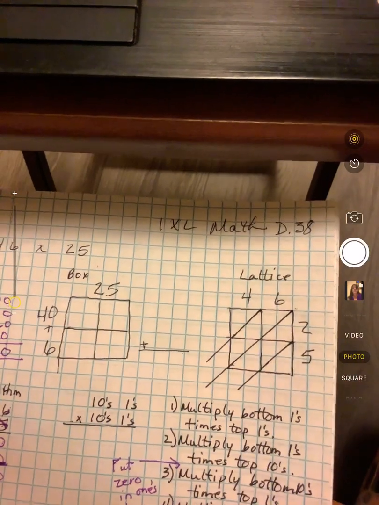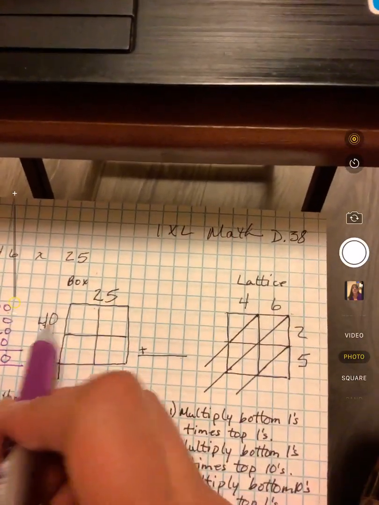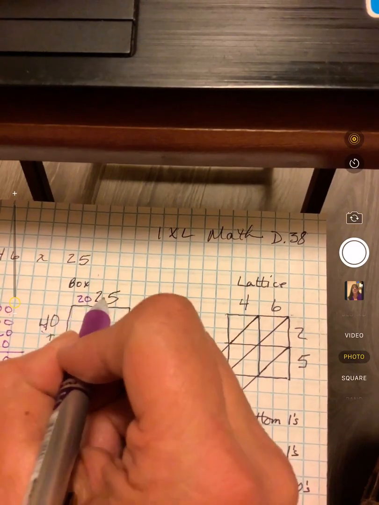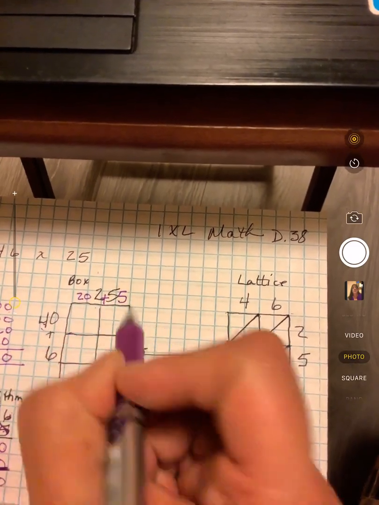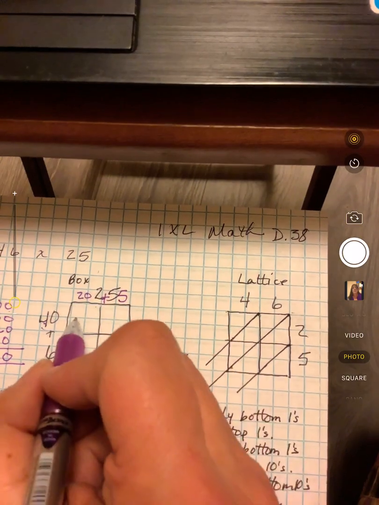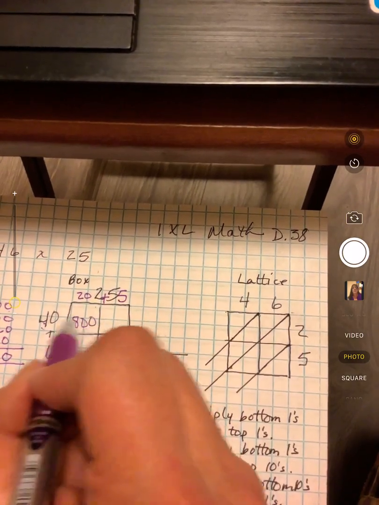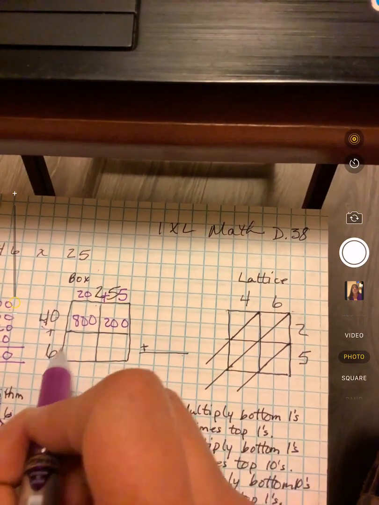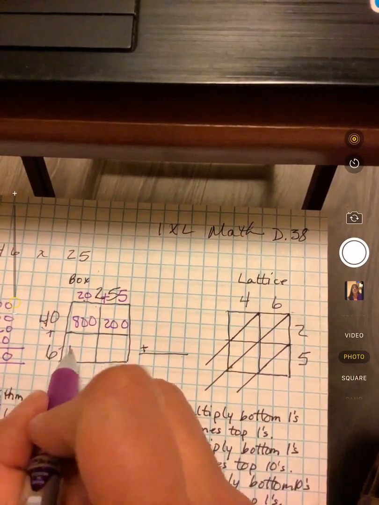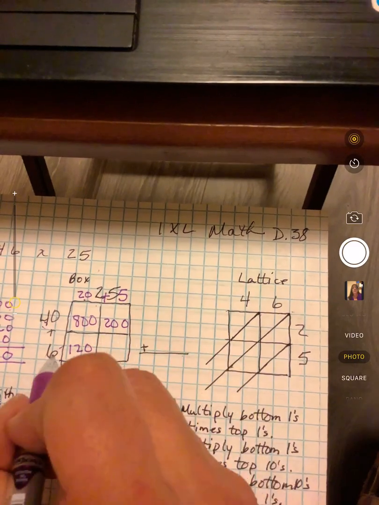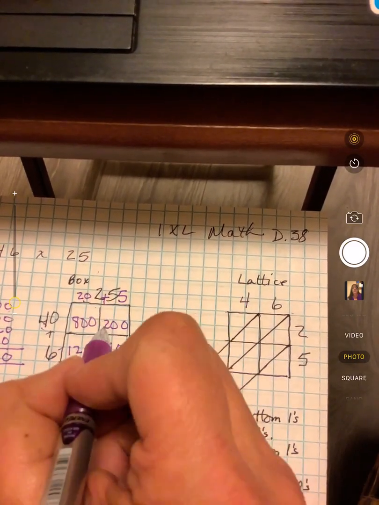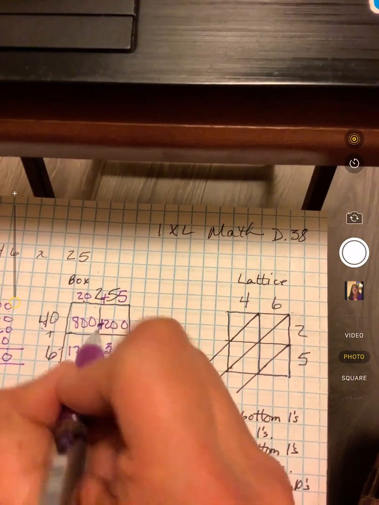Okay, here we've got the box method. We multiply the same. Whoops, this should be 20 plus 5, sorry. So we get our 800 here. 4 times 5 is 20 plus the 1 zero. 6 times 2 is 12 plus 1 zero. 6 times 5 is 30. And then we add these numbers.